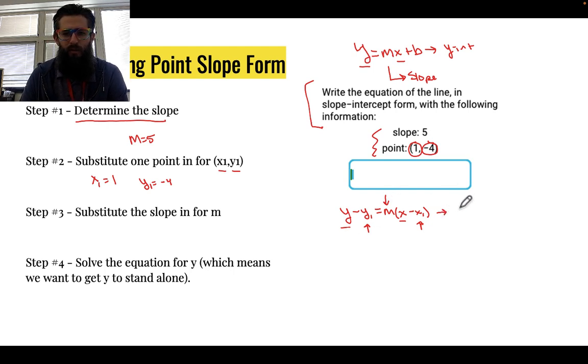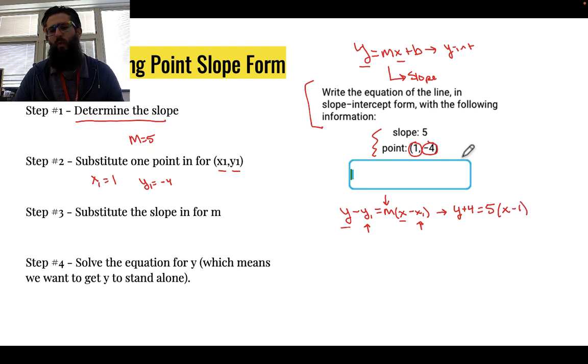Okay, so now that we've identified the 3 major players, all we have to do is take our formula and sub in those values. The thing to keep in mind is if we have a negative coordinate, we essentially make it addition. So y minus a negative 4 is the equivalent of saying y plus 4. That's equal to our slope, which is 5, times x minus x1. In this case, x1 is just 1.